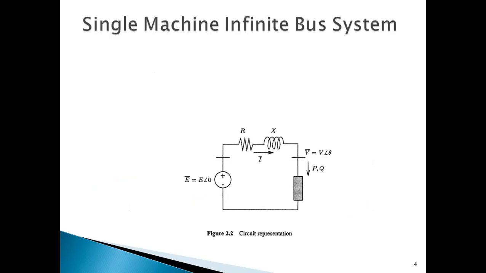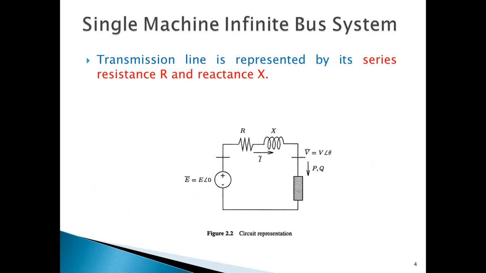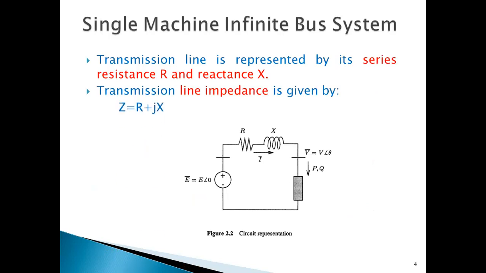The equivalent circuit is represented here. We could see that the transmission line is represented by its series resistance R and reactance X. Transmission line impedance, that is Z, is given in terms of R and X. It is a complex term, R plus jX.